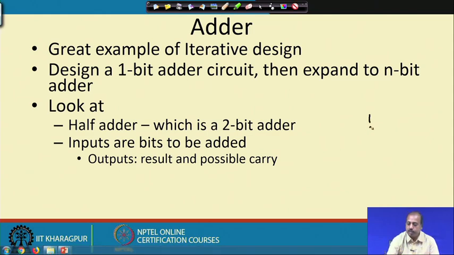When you are adding two 1-bit numbers, say 1 and 1, then the sum is 0 and there is a carry of 1. Whereas if it is 1 and 0, then the sum is 1 and there is no carry, so carry is 0. Or say 0 and 0, sum is 0 and the carry is also 0. This way we have the half adder, with two outputs, sum and carry.